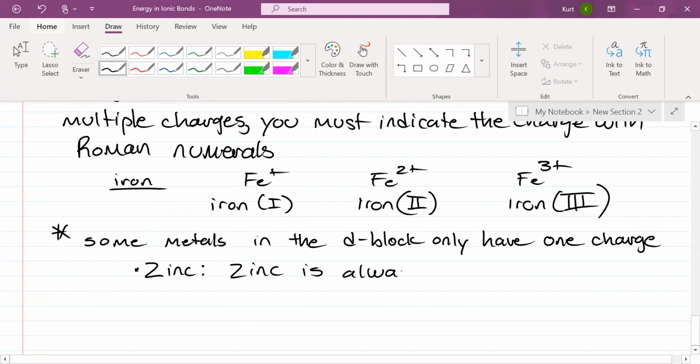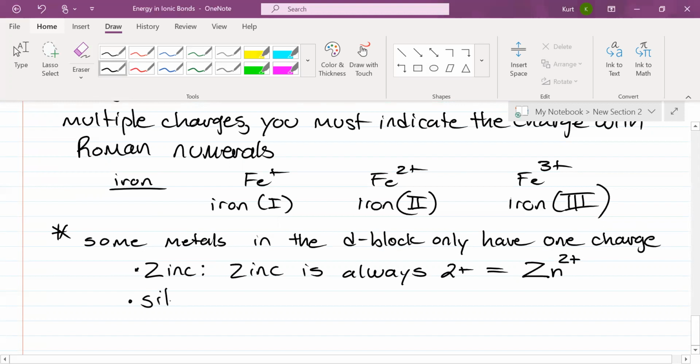You don't have to say zinc 2. So that would be just like groups 1, 2, and 13. Yes. So whenever you have zinc, you do not need to say zinc 2. Not necessary. Zinc is always positive 2. This is one of the little ones you just need to remember.